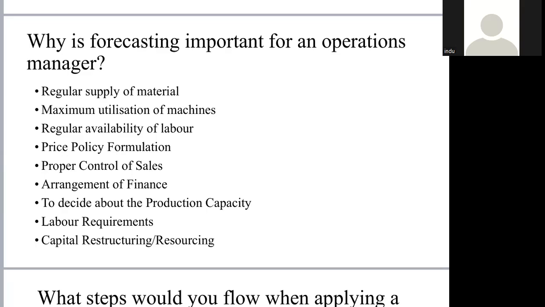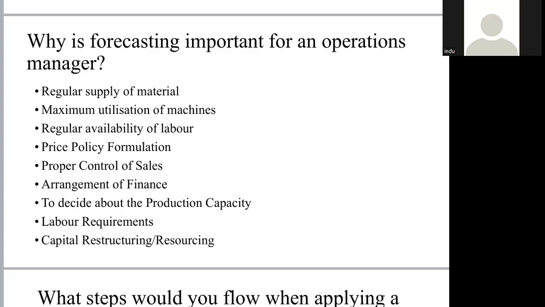So the next factor is regular availability of labor. That one is also determined or understood if we have the forecast estimated, that forecasted information. Because skilled and unskilled workers can be properly arranged to meet the production schedule requirement. So that is a major task of any organization, right? That one can do based on the forecasting information.